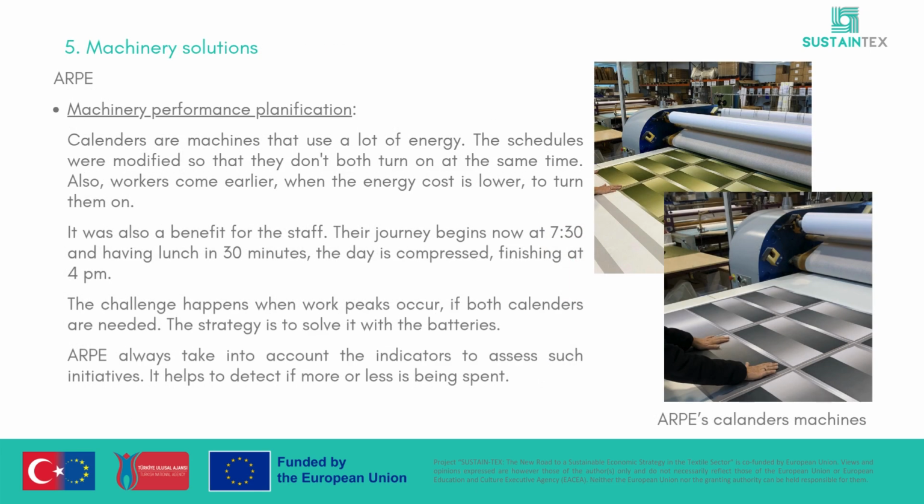5. Machinery Solutions. ARPI. Machinery Performance Planning. Calendars are high-energy machines. Their operating schedule was adjusted so they don't start at the same time. Workers also begin their shifts earlier when energy costs are lower. This change benefited staff who now start at 7:30 a.m., take a shorter lunch break, and finish at 4 p.m.